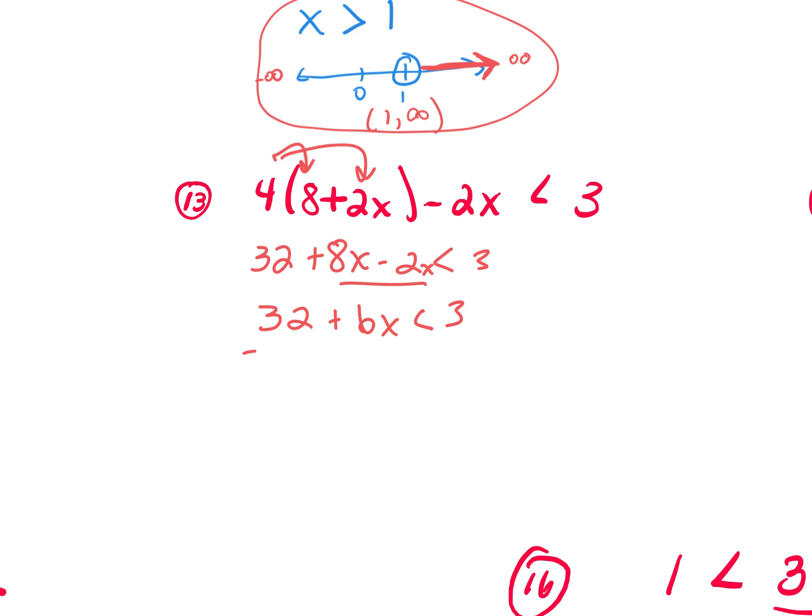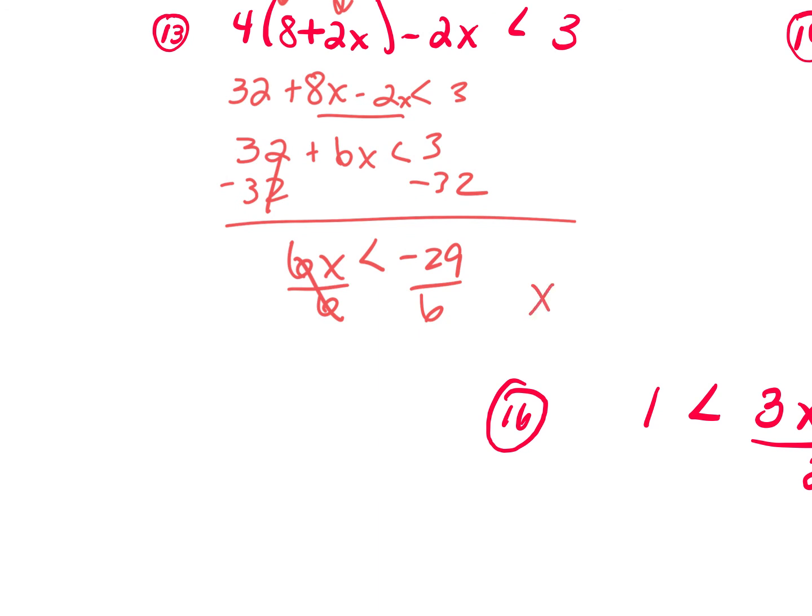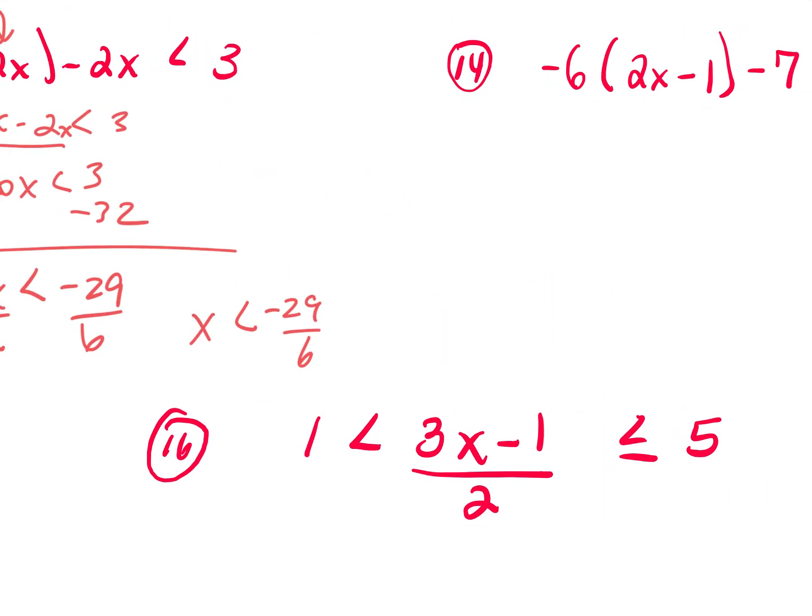We're going to subtract 32 from both sides, minus 32. And we get 6x is less than negative 29. So we'll divide both sides by 6. And we get x is less than negative 29 over 6. So on our graph, on my number line up here, we have negative 29 over 6, we have 0.